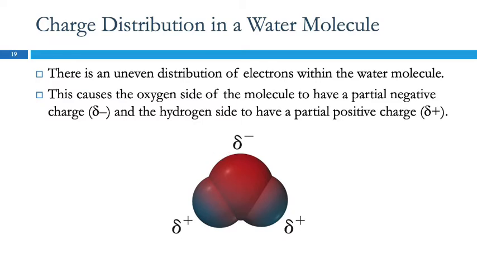This is not a negative one ion. It might be a negative one-fifth. It's a fraction of a charge. And then at the other end, the hydrogens have partial positive charges. So the water molecule can act like an electrical magnet, right? A magnet has a north end and a south end. This is not magnetic. It's an electric force, but it also has two ends that are different.